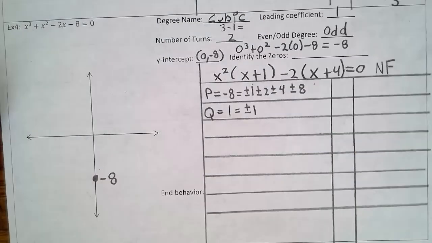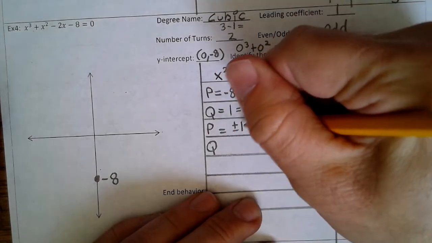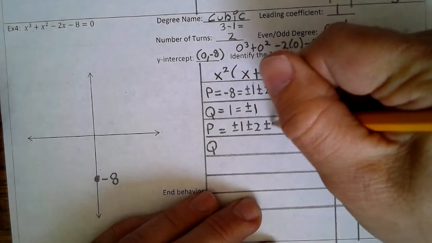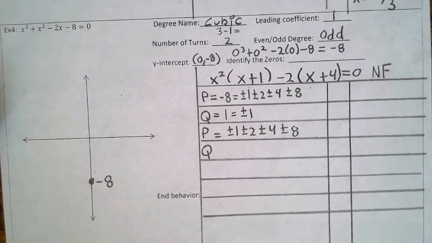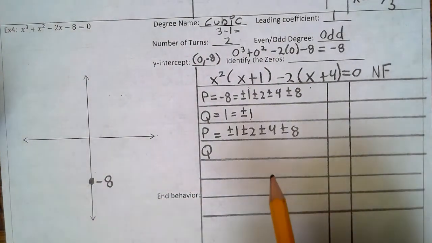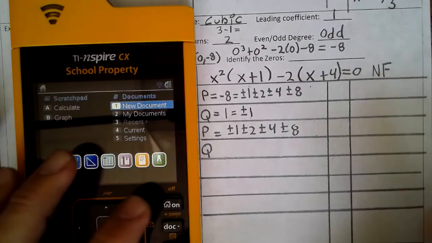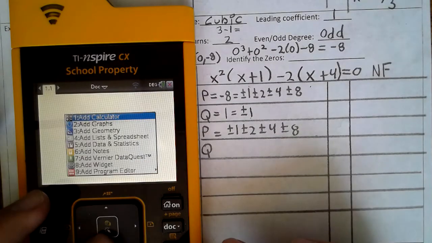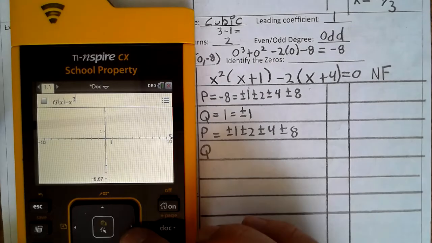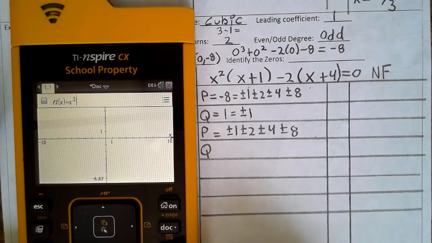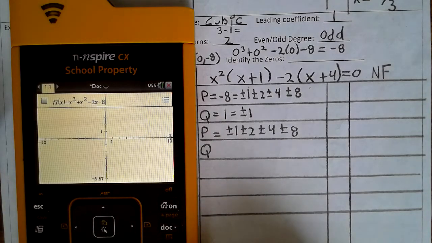And again, we want to find one of the zeros first, so we're going to graph this. On new document, no, add graph. So that's x cubed plus x squared minus 2x minus 8. And it looks like we just have 1, and that looks like it's at 2. Okay, so we have 1.